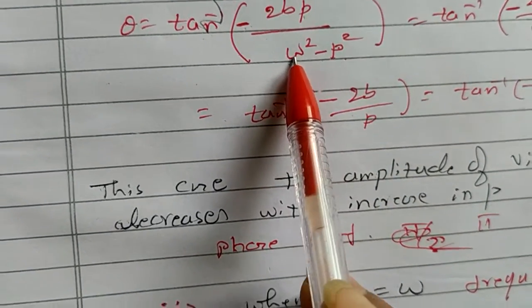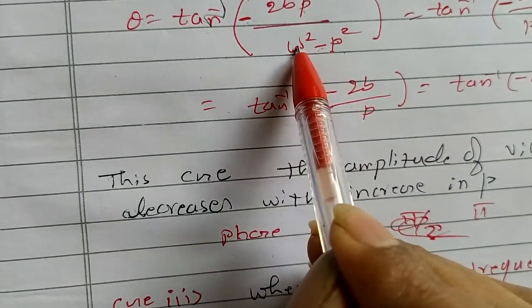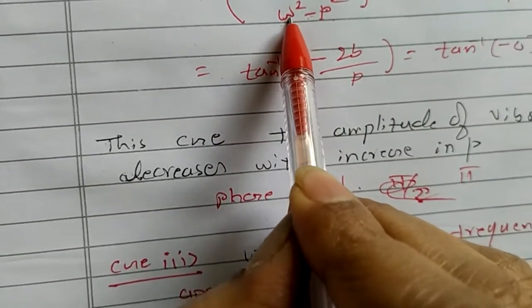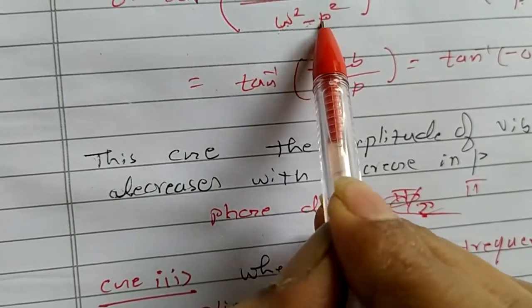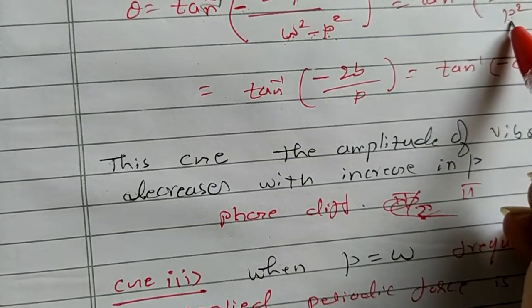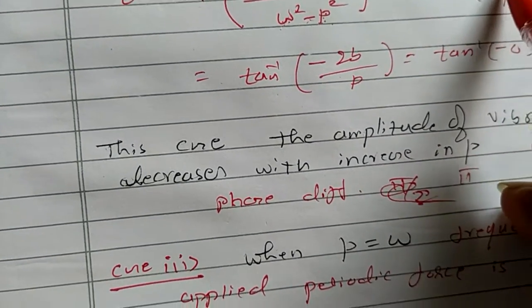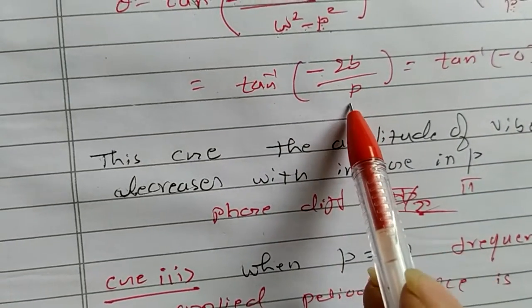Because omega square has been neglected here, P being very much greater than omega, minus will come. It means minus P square, so minus 2bp divided by minus P square. P and P get cancelled, so that is tan inverse minus 2b divided by P.